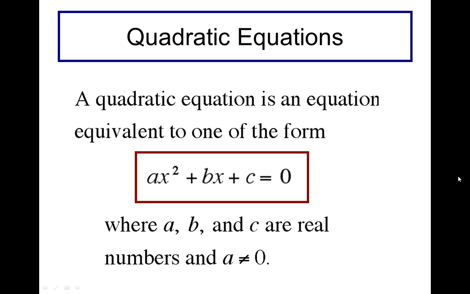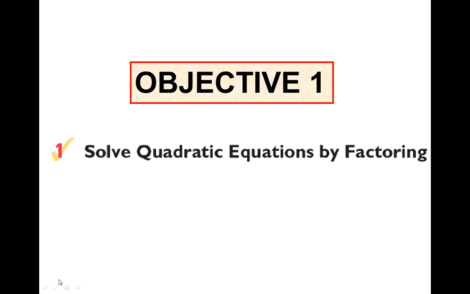Okay, so here's our formula for a quadratic equation: ax squared plus bx plus c. a, b, and c are real numbers, and a is not going to be 0. We have to have the x squared in there.